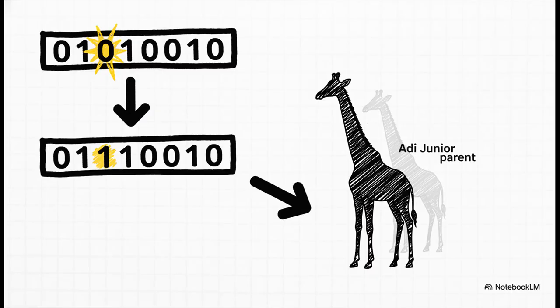And just like in real nature, you get these random mutations. They just happen. So here, a single bit in Audie's chromosome flips from a 0 to a 1. That tiny, random change results in Audie Jr. having a longer neck than his parent. It's like the ultimate wild card, you know? It can introduce brand new and sometimes even better traits into the population.